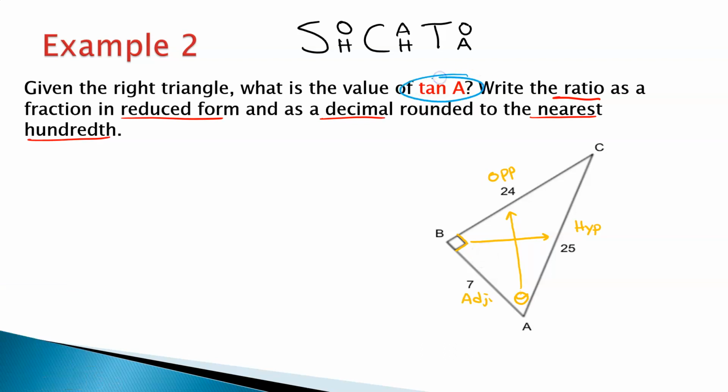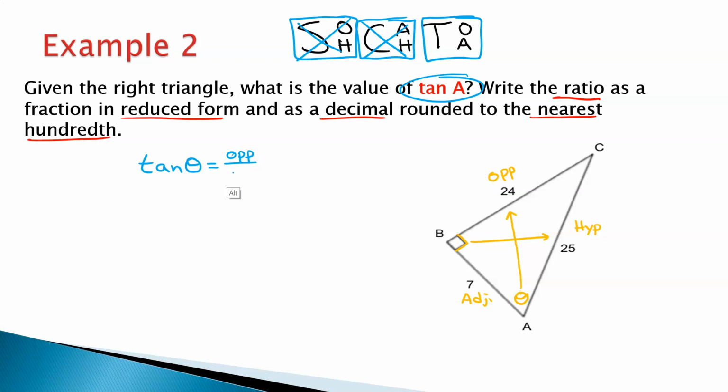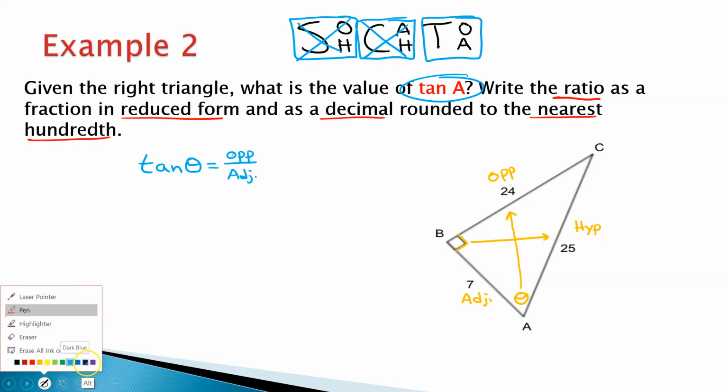They're asking for tangent of A, not the so part, not the ka part, not Sohcah, but the toa part. So I'm going to rewrite that: toa. That refers to tangent of theta is equal to O, which means opposite, over A, which means adjacent. And again, Sohcahtoa, guys, is just a nice way to memorize all these little trig functions. So now that we know we're working with tangent of theta equal to opposite over adjacent, let's plug in what we know.